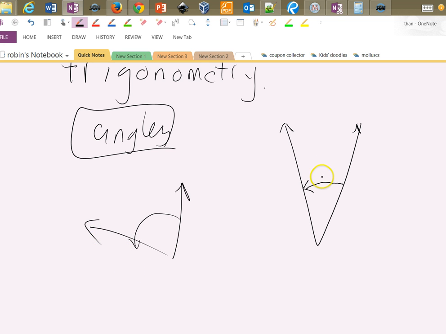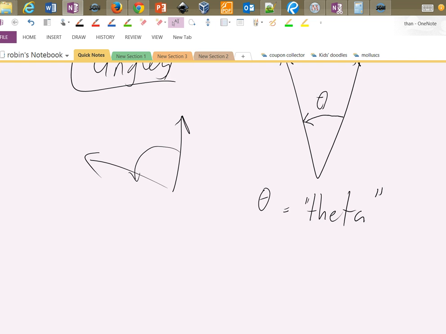And normally when you talk about an angle, you talk about that. You describe the angle as theta. I don't quite know why that is, but that's a Greek letter th, and you normally use that to describe an angle.